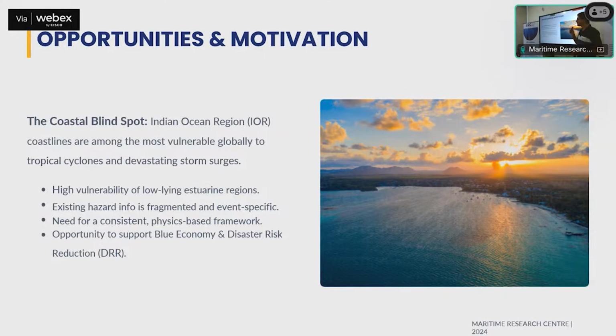The Indian Ocean region is highly vulnerable to tropical cyclones, and the most destructive part of any cyclone is the storm surge, which is the massive wall of ocean water that gets pushed onto the land. So currently, our mapping of this threat is incomplete. While we do have data from past events, we lack a unified high-resolution map that can exactly show which areas in the coastlines are at most risk.